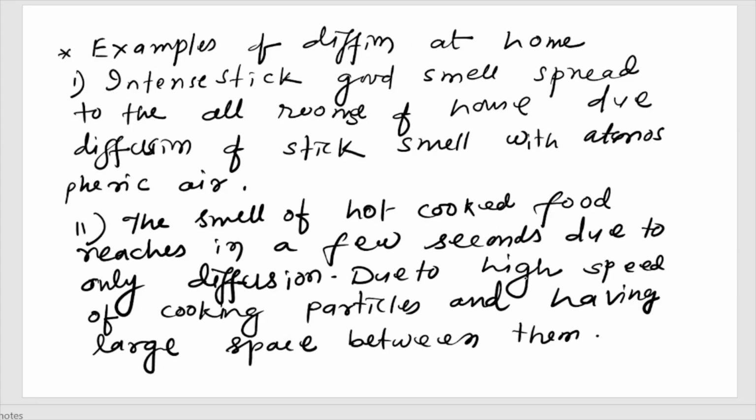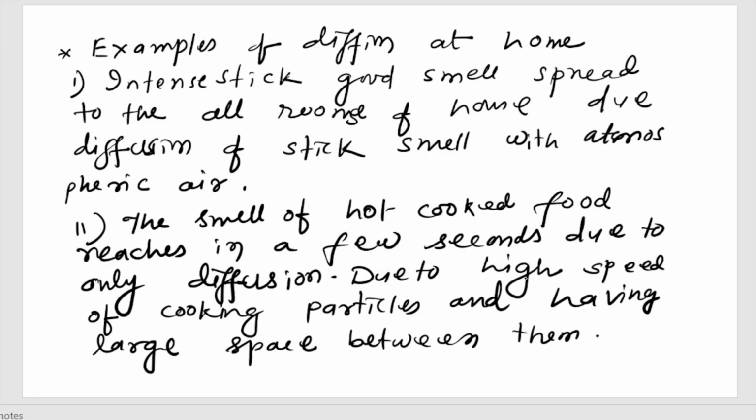Examples of diffusion at home: at home, when an incense stick is lit, its smell spreads all over the room because diffusion takes place. Diffusion of the smell takes place with atmospheric air. Atmospheric air and the incense good smell both intermix, and it spreads all over the room.